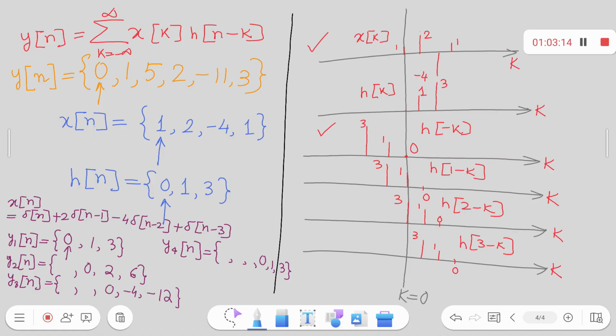And if your system is an LTI system, and if you know the impulse response of such a system, then finding the output is basically the convolution between the impulse response and the input signal. Okay, fine. So let's move to the next phase of this discussion.